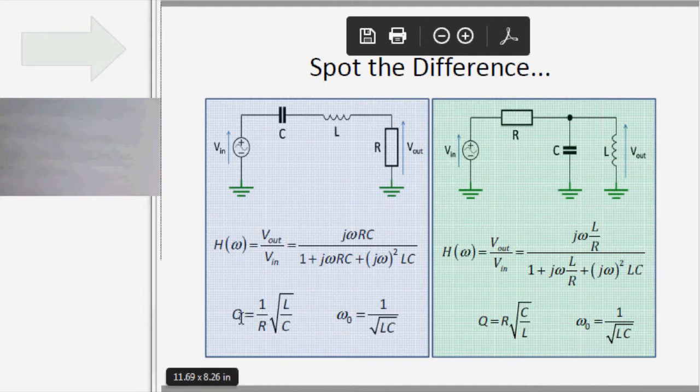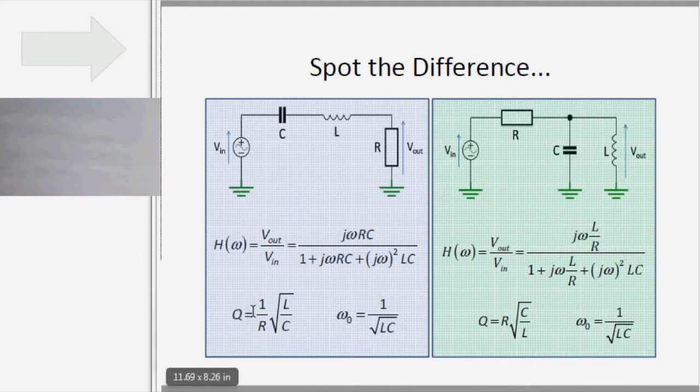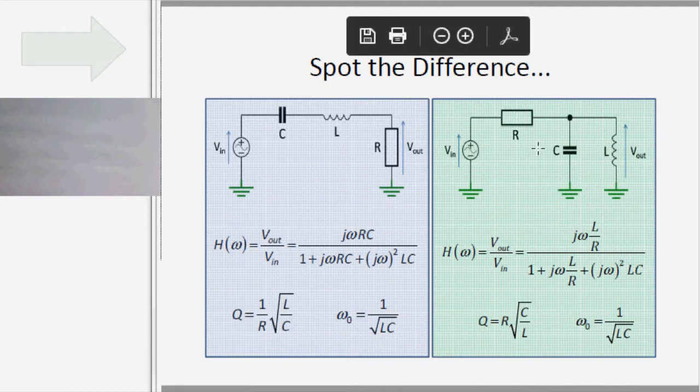The Q factor, however, has inverted itself. This Q factor is 1 over this Q factor. So we've inverted the Q factor by moving the components around in the circuit without affecting the resonant frequency at all.